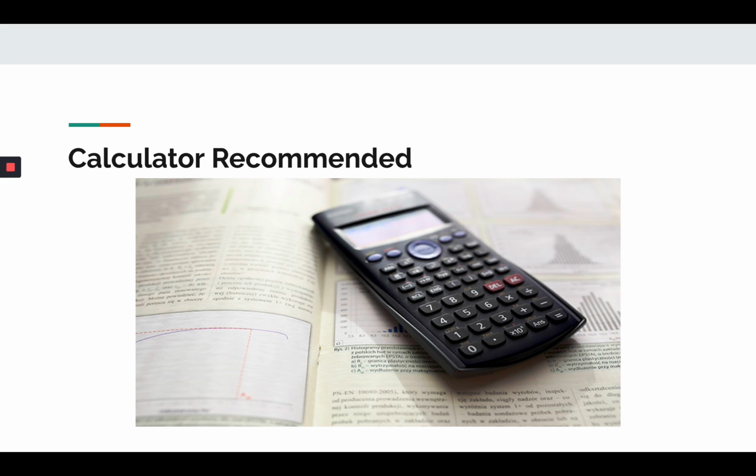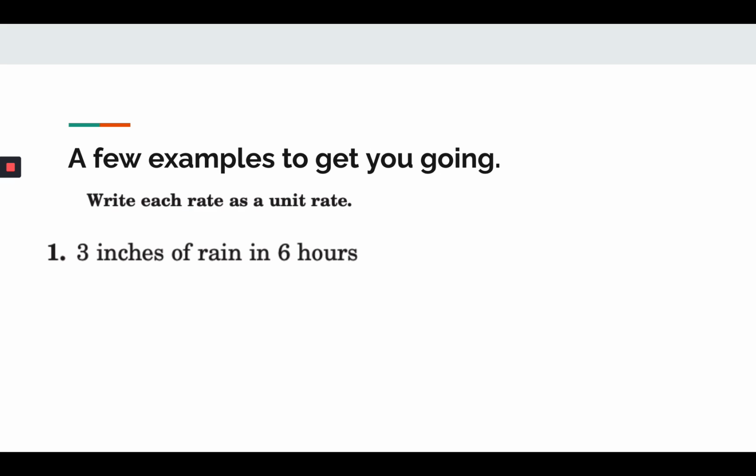As always, calculator recommended. If you do not have a calculator, there should be one built into your device. There's also a link in the Google Classroom to a digital calculator. Otherwise, get your calculator now, I would recommend. All right, your first question.